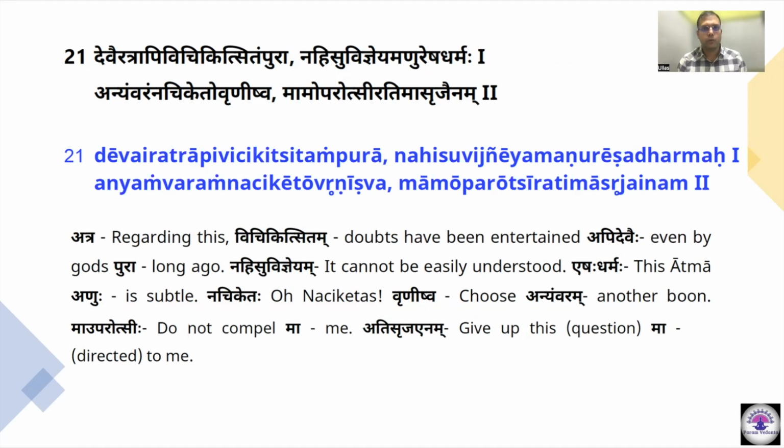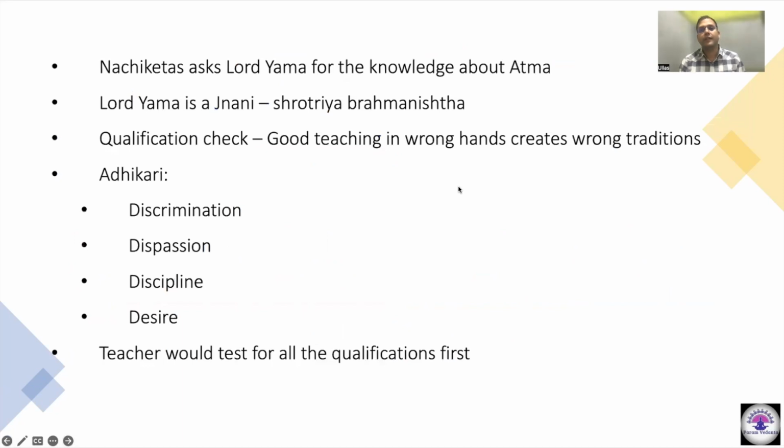Verse number 21 goes like this. Devairatrapi vichikitsitam pura nahi suvijñeyam manuresha dharmaha anyam varan nachiketo vrinishva mamo parot sirati masrijainam. We have seen in the previous verse that Nachiketas has asked for the ultimate knowledge. He has asked for Atma. Here in this verse, Atma is called Dharma. We'll look at it. He has asked for the knowledge about the Self.